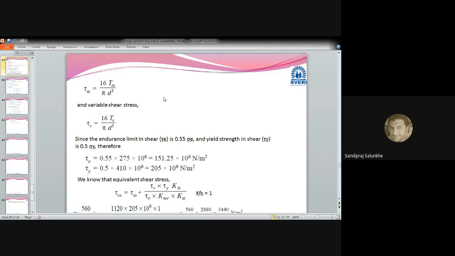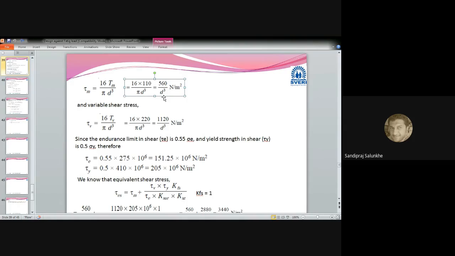Hurry up. It is 1120 divided by d cube. Is it? For the variable stress, and for the mean stress, it is 560 divided by d cube.